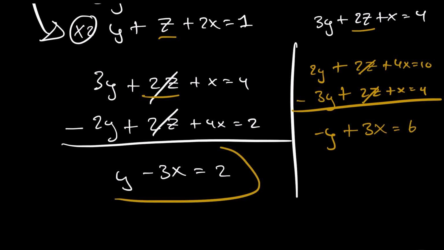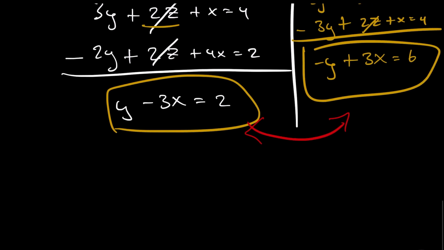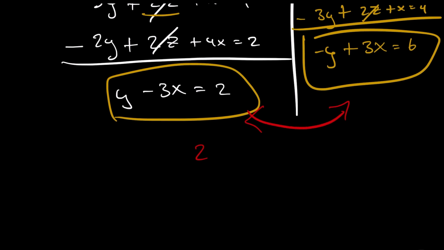Now that we have these two equations, we do the same thing we did on top. We just do system of equations, but for 2. And we just figure out x and y like we did before. Let me just show you the example. Equals 2, minus y plus 3x equals 6.